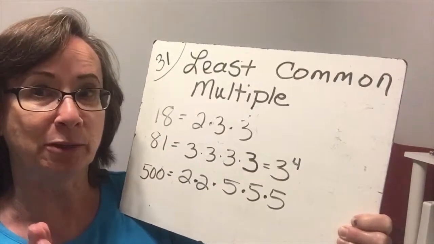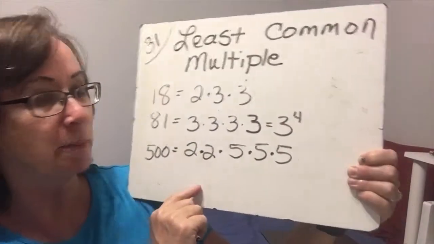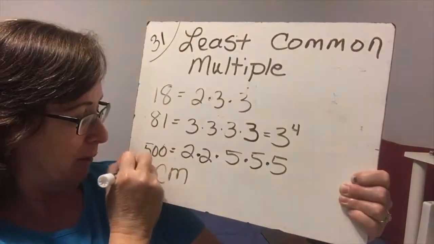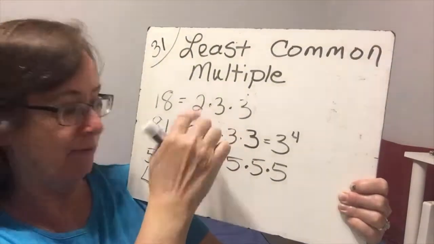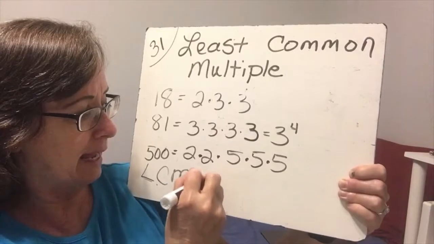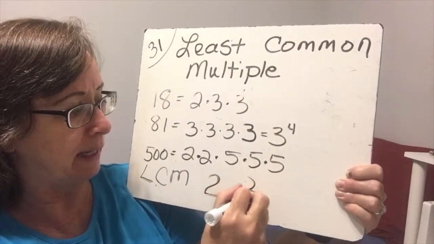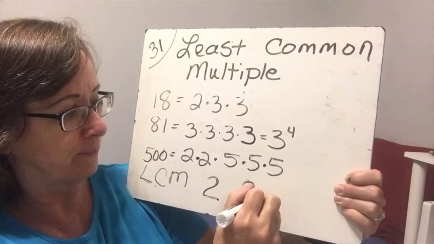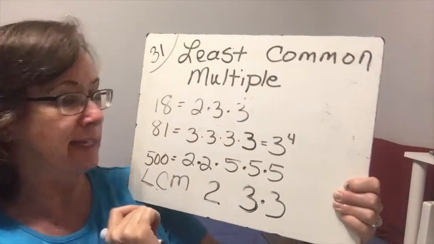I just have to be able to pick out all of their factors. So I'm going to start to build my least common multiple, and I'm going to start with this one right here. I'm going to say, well, I need to have 1 2, and 2 3s. So I'm going to write 3 times 3. Okay? And that will take care of 18.